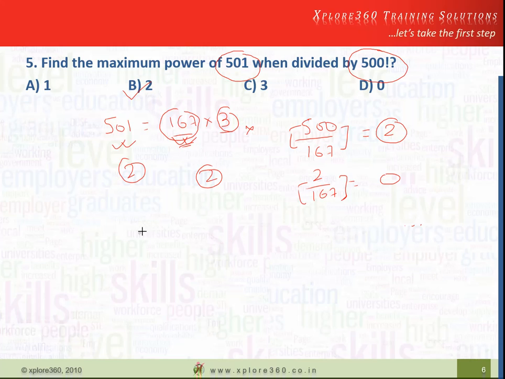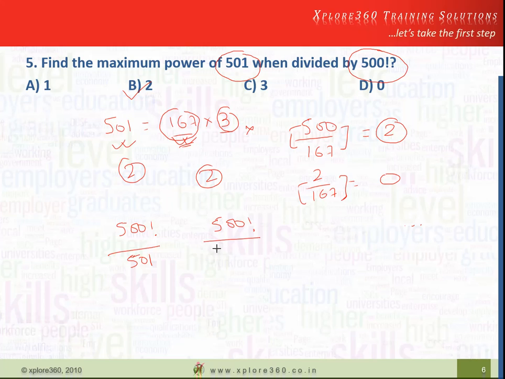Why did I take this question? Because this question is being asked in a different way as well. Sometimes the examiner asks, when 500 factorial is divided by 501, what will be the remainder? Most of the time students think, okay, there must be some remainder or something like that. No, there is no remainder as such.